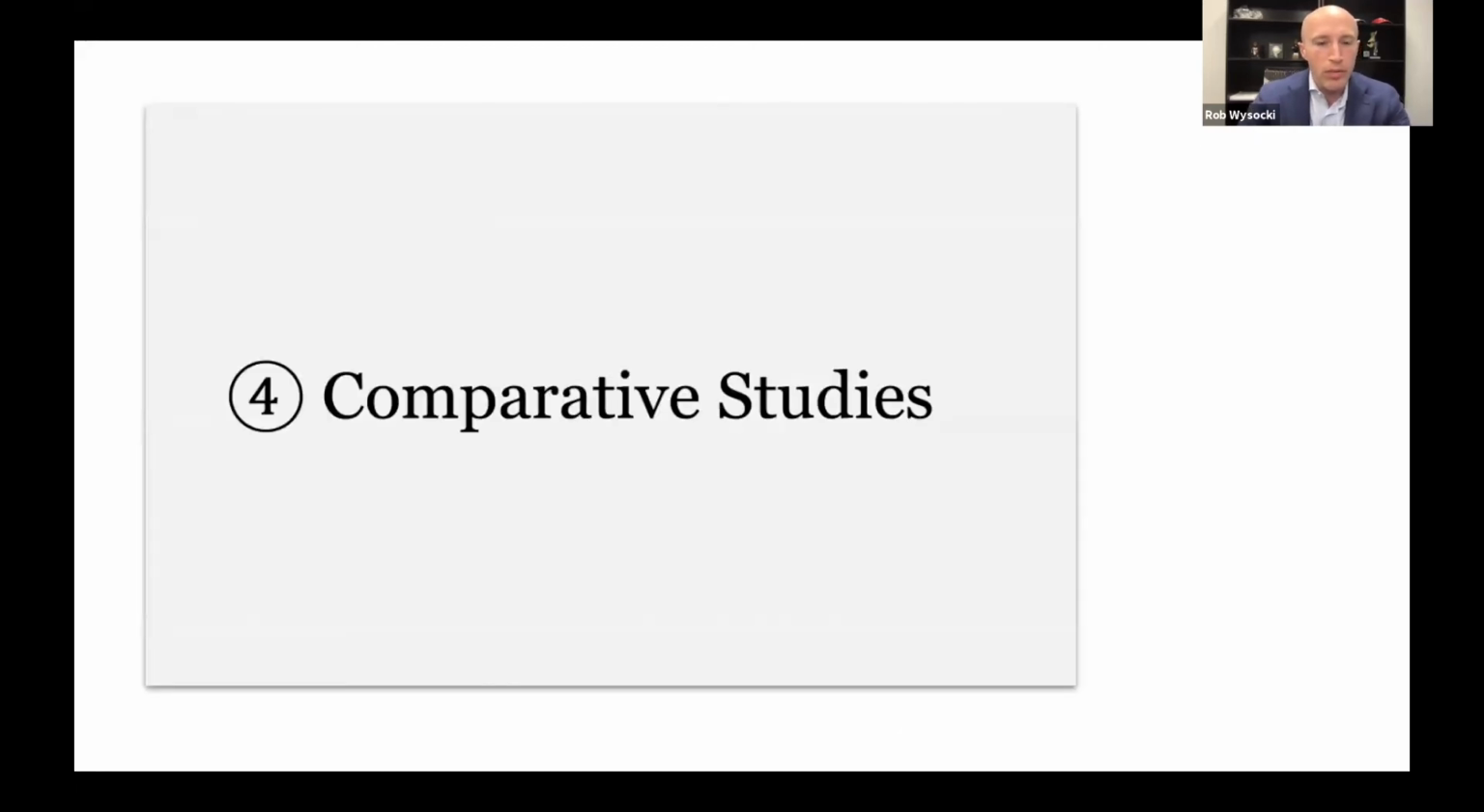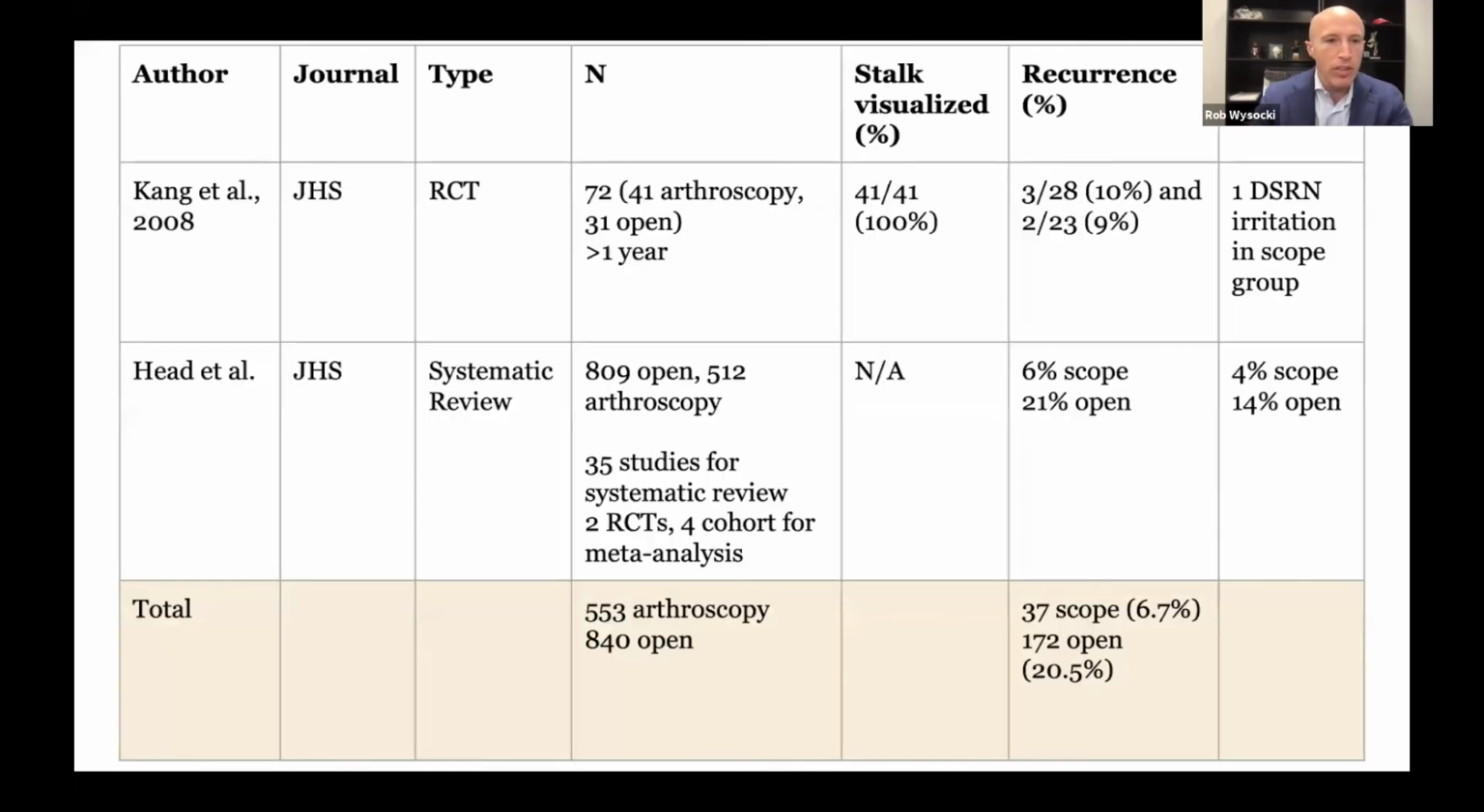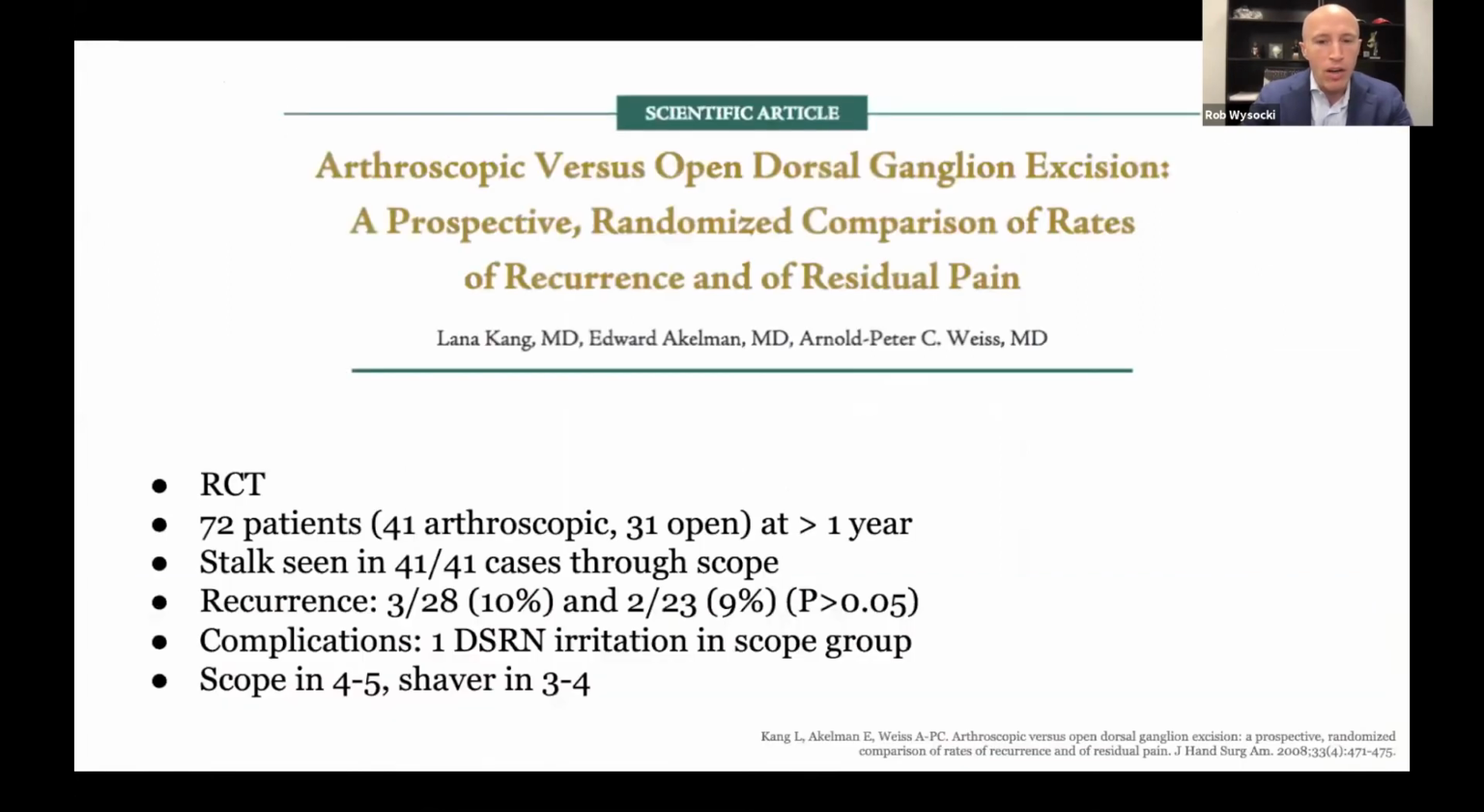Well, what can we learn from some comparative studies? And that brings us to the study by Lana Kang and Peter Weiss, probably kind of a hallmark, or I'm sorry, landmark as far as any comparative dorsal ganglion studies. 2008 randomized controlled trial, outcome at greater than 1 year. They saw the stalk in 100% of their cases, again, echoing some of that variability that people report. They had pretty similar recurrence rates, 10% in the scope cases, 9% in the open, no statistical difference, and only 1 dorsal sensory-radial nerve irritation case within the scope group.